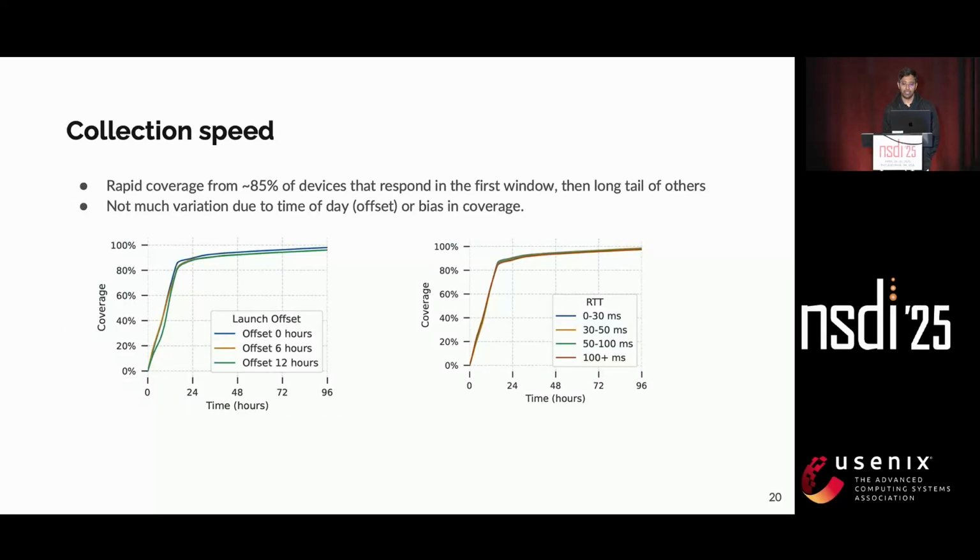So we look at the collection speed or coverage over here. Coverage is essentially the number of data points processed by the task divided by the total number of ground truth data points in the database, essentially the percentage of data iterated over. As we can see, within 24 hours, 90% of the data has already, devices have already responded, and we don't see any bias in terms of the time of day we start the query or in terms of round trip times. The behavior is most strongly influenced by our choice of system parameters with how often the clients check into the server at random.